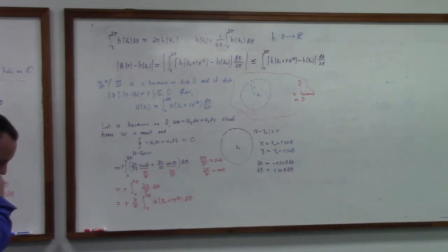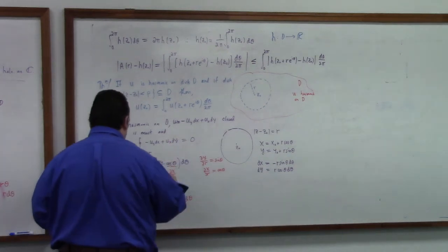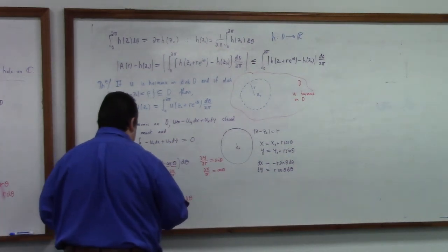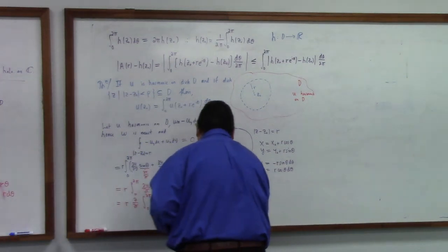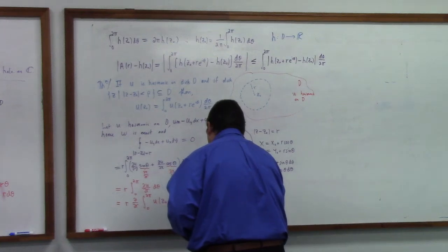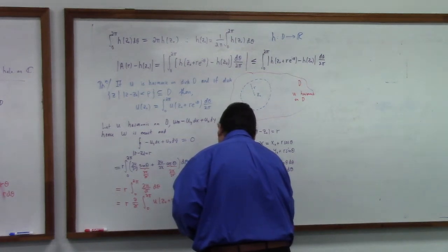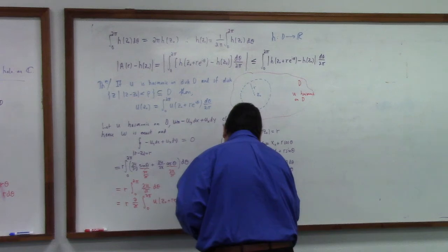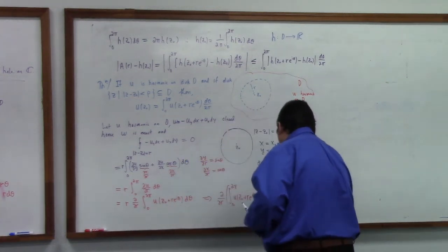Somehow I got a 2 pi. I think, dividing by 2 pi, right? So this is all equal to 0, right? So anyway, this is equal to 0. So let me just say, I'm going to ignore my notes for a second here, and just point out that this implies that the integral from 0 to 2 pi of u of z naught plus r e to the i theta d theta over 2 pi is equal to 0.